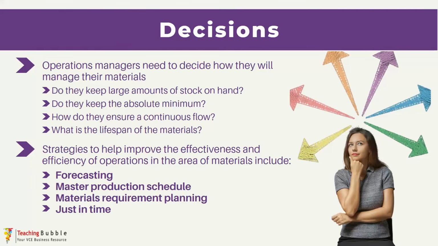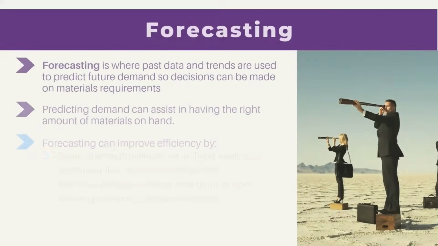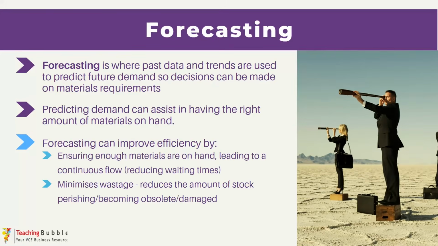These are the ones that are in our study design. Now, first up is forecasting, which is where past data and trends are analysed so that the business can predict future demand and therefore make key decisions about how many materials they're going to order and hold on site. That can improve the efficiency of the business because it can increase the likelihood that the business will have enough materials on hand to meet their production needs, leading to a continuous flow of production without any hold ups or waiting times for materials to arrive.